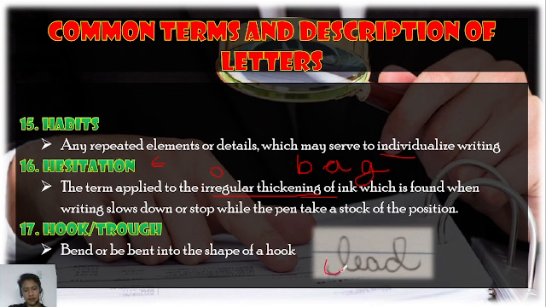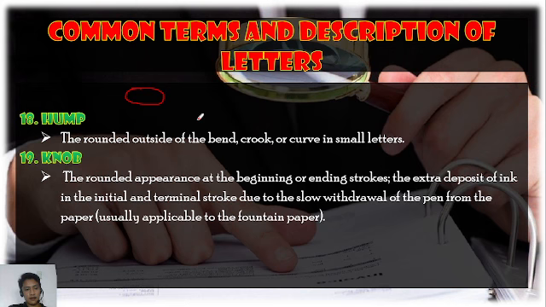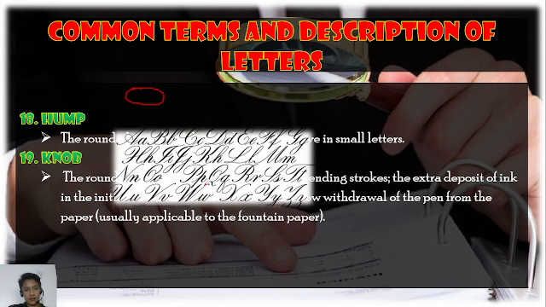Okay, katulad na lang po nito. So that is what we refer to as hooks. Okay, so we have here also hump, the rounded inside, rounded outside of the bend, crook, or curve in small letters. So simply we are referring to this as humps. Common po sa letter M and letter N. All right. And we have here a knob, okay, the rounded appearance at the beginning or ending of these strokes.